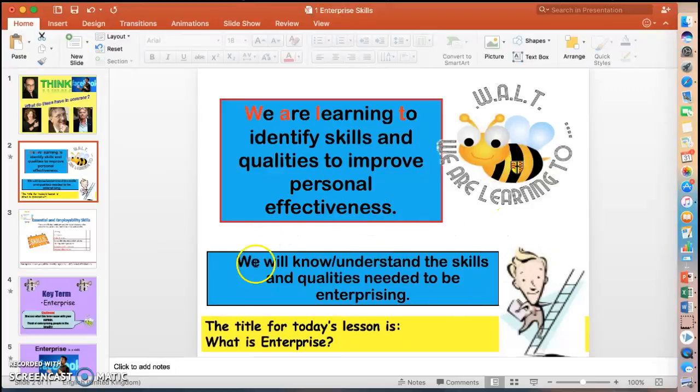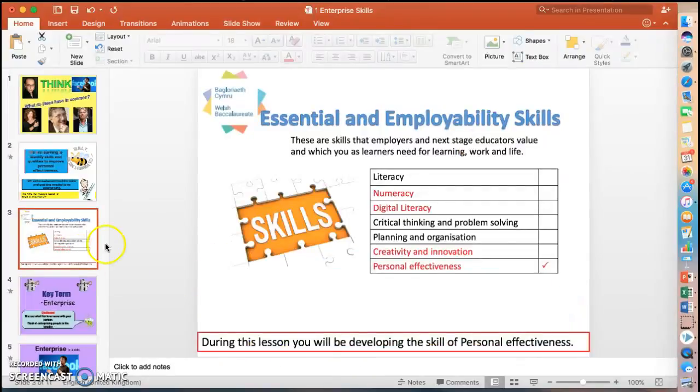And what we're looking to do in this lesson, okay, our objectives of this lesson, what we're learning to do is to try and improve your personal effectiveness, okay? That's your ability to understand and know the skills and qualities needed to be enterprising. In order to analyze the skills, you need to have a firm understanding of what enterprise is. So this PowerPoint here is directly impacting upon this skill here, which is assessed in this piece of work. Okay, so we're looking to develop that.